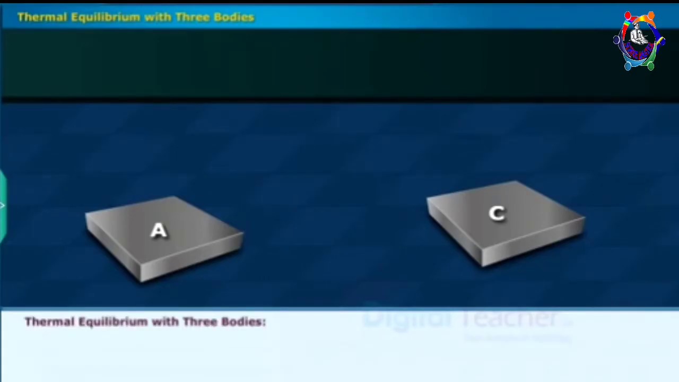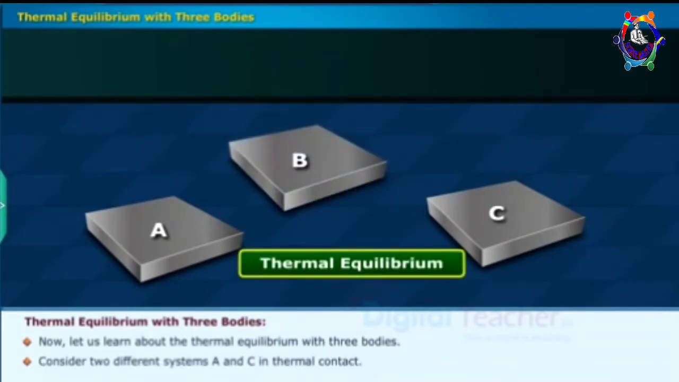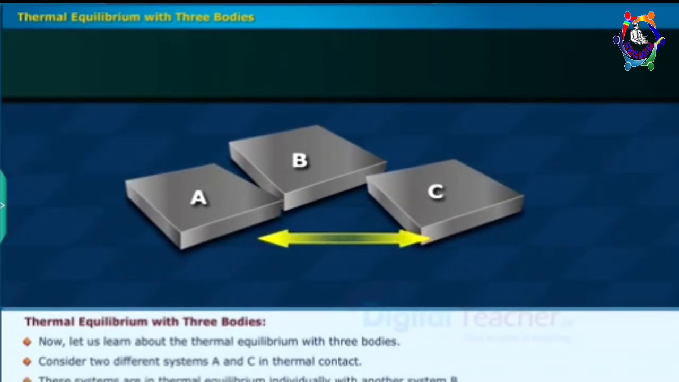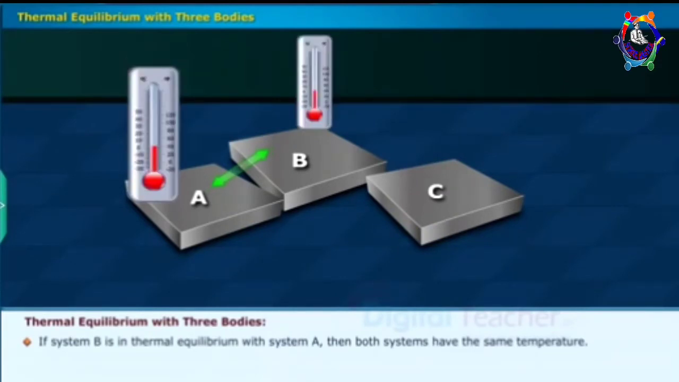Thermal equilibrium with three bodies. Now, let us learn about the thermal equilibrium with three bodies. Consider two different systems A and C in thermal contact. These systems are in thermal equilibrium individually with another system B. If system B is in thermal equilibrium with system A, then both systems have the same temperature.